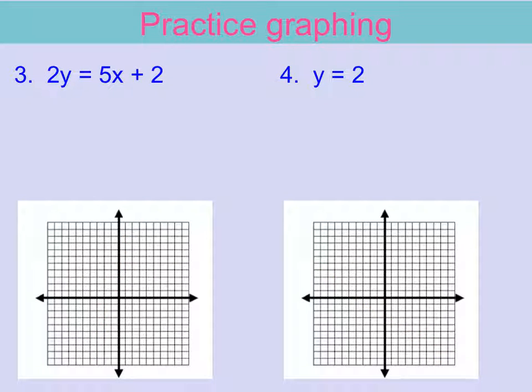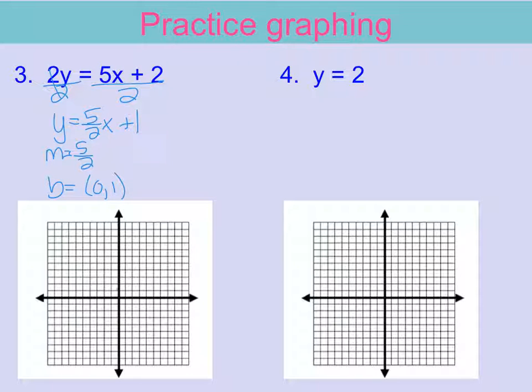Okay, so example 3, we do have to solve for y first. We're going to divide by 2. We're going to have y equals 5/2 x plus 1. So we know m is 5/2, which again can either be positive or negative, and b is at (0, 1).